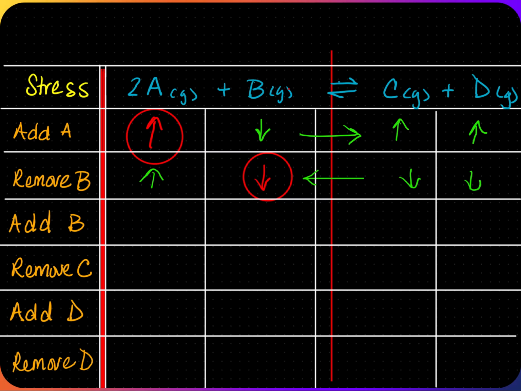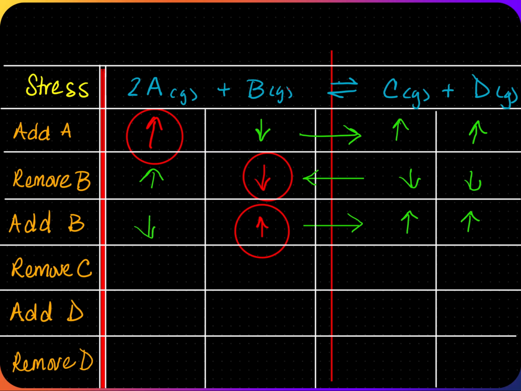If I add B, B will increase. So I need to do the opposite and decrease B to relieve the stress. So I need to shift away, or I shift to the right. So my products will increase and my reactants will decrease.